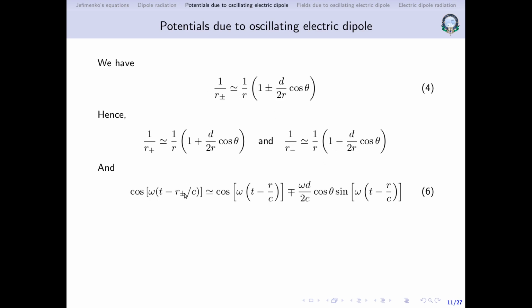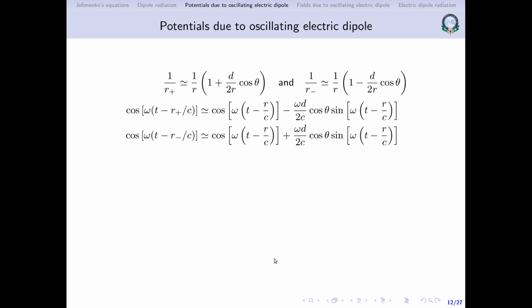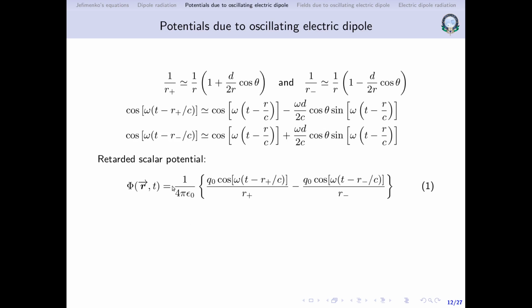Similarly here also, if you take a plus sign, what will happen? When I take a plus sign here, we'll get a minus sign here. When we take the minus sign here, we'll get a plus sign here. Just for the sake of completion, I have written this down over here. So this is what we have. The retarded scalar potential is basically this. We'll now substitute all of this over here.